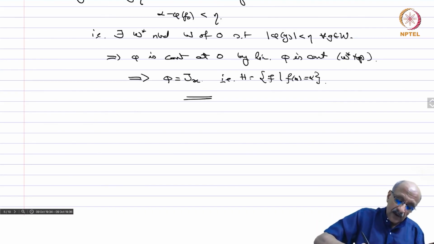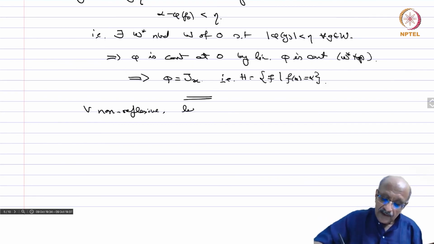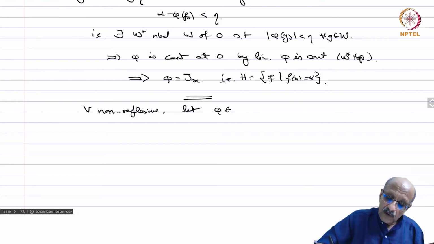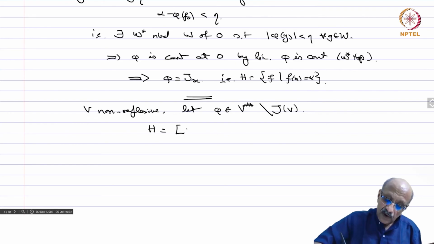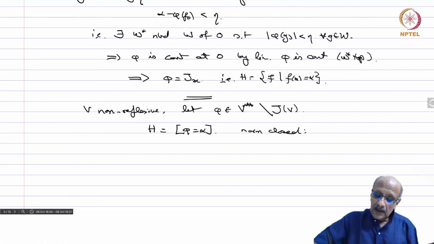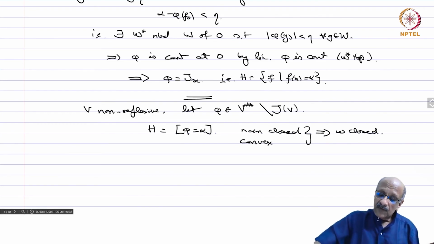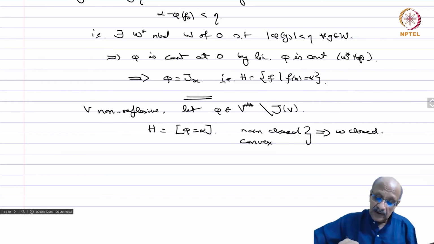So now if you take V non-reflexive, let phi belong to V double star but not in J of V. Then you look at the hyperplane H equals phi equal to alpha. This is, we know, norm closed, because any closed hyperplane is precisely of this form if you take phi in V double star. And this is convex, and therefore this implies this is weakly closed. We proved it yesterday: if you have a norm closed convex set, it is automatically weakly closed.